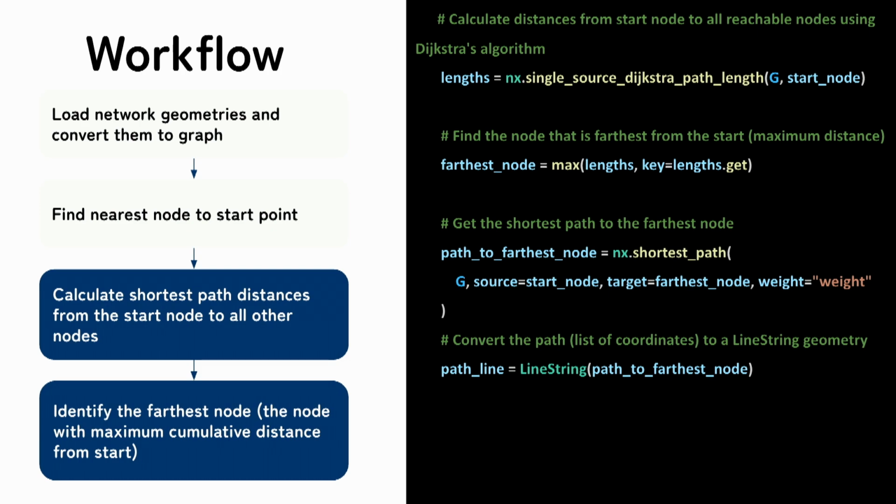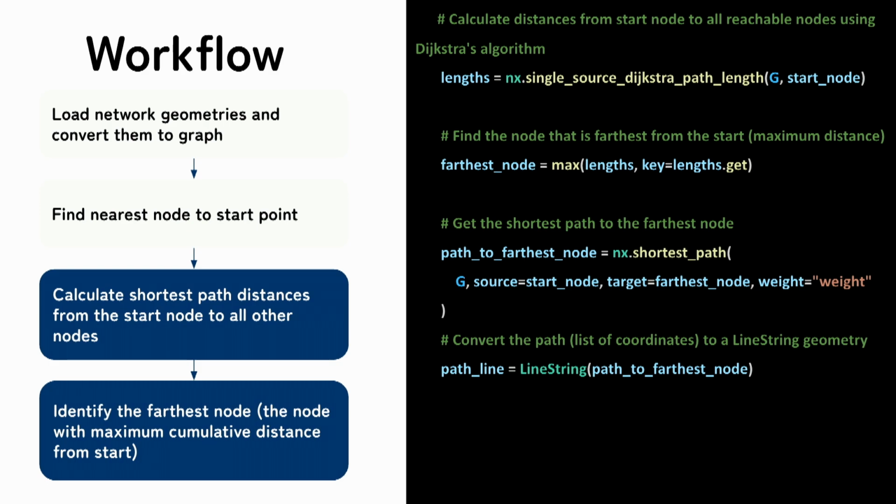And then we use Dijkstra's algorithm to calculate the shortest path distance from the start node to all other reachable nodes in the network. This gives us a dictionary of cumulative distances. Then I identify the node with the maximum cumulative distance. This is the farthest reachable point.